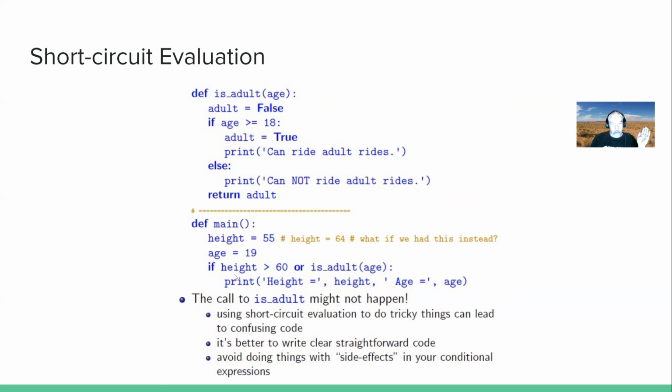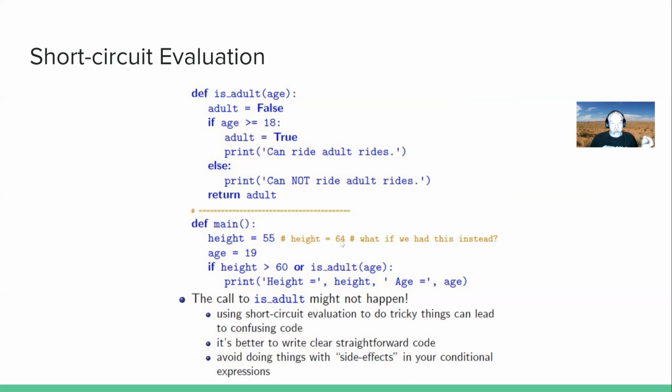So if you are like me in Python and are lazy, you would first read this and test, is height greater than or equal to 60? Height is currently assigned the value 55, and so this is false. But this is an or statement, and so you would have to go and read this is_adult, and then age is 19. We're passing this to this, and so this would be true. So we have a false and a true, and so this would evaluate in total as true, and then would print height is 55, age is 19, right?